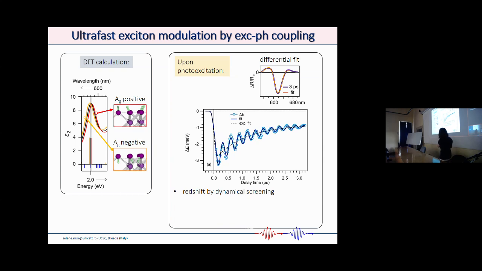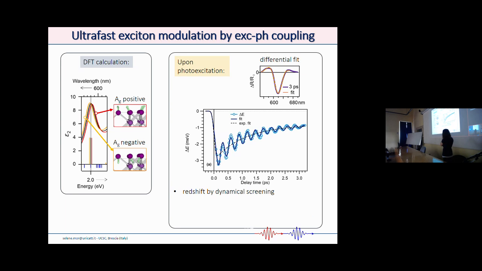So what we did, having this prediction from DFT in mind, we followed the position of the excitonic peak at any pump-probe delay. Here you see one exemplary differential spectrum and the fit of this. Basically, we were monitoring the position of this bleaching, which should correspond to the shifting of the oscillation. Oh, sorry, shifting of the resonance.